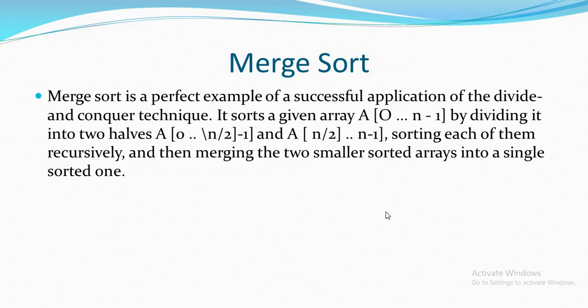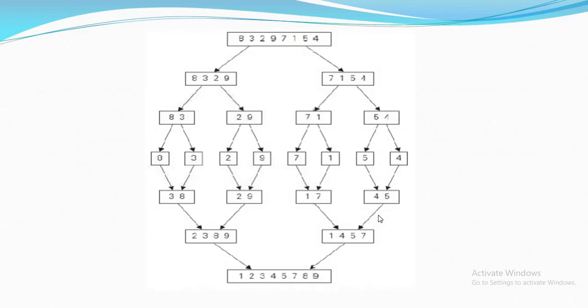Merge sort on an input array with n elements consists of only three steps. First step is divide: partition the array into two sublists S1 and S2 with n by 2 elements each. Conquer is to sort the sublists S1 and S2. Then combine: we merge the sorted S1 and S2 into a single sorted list.